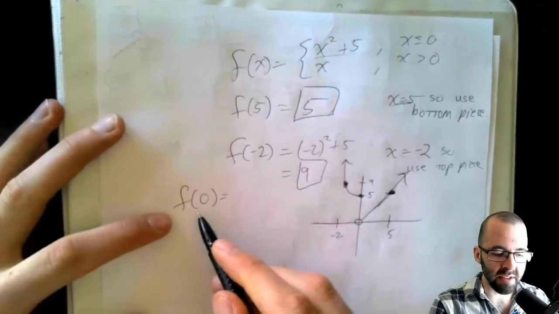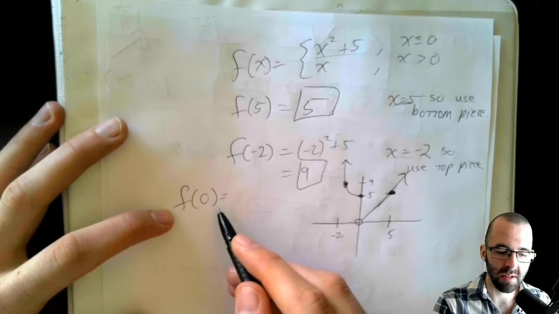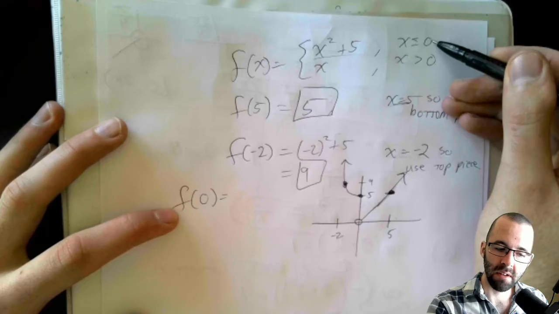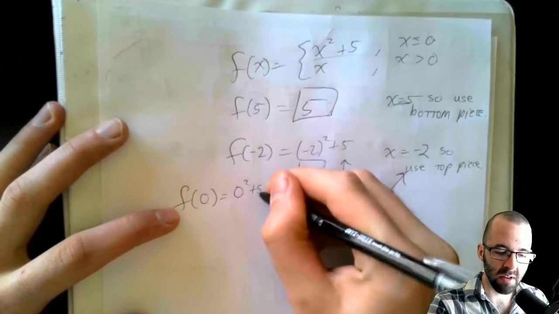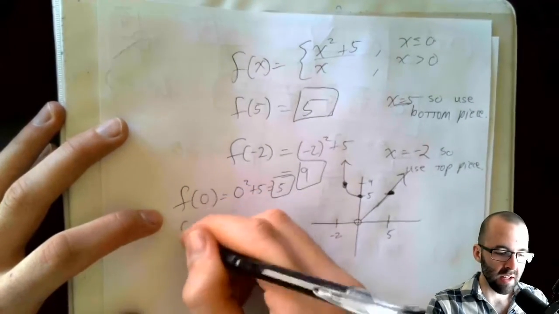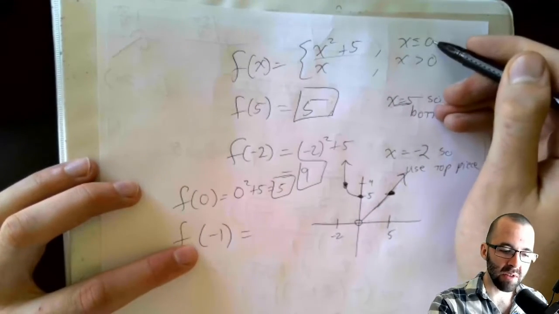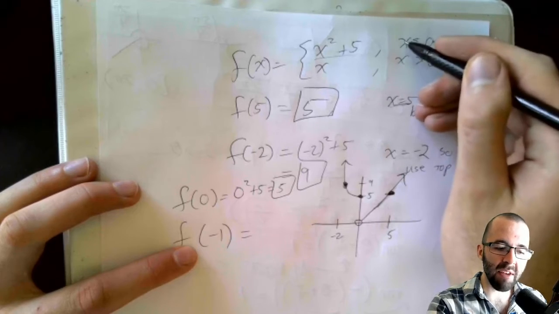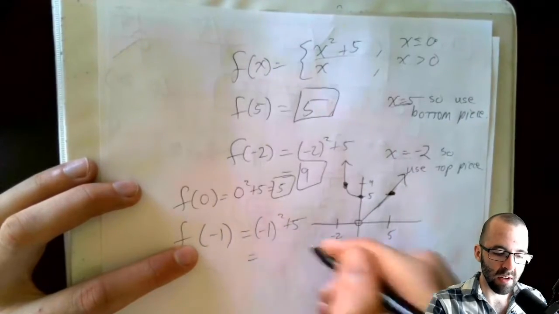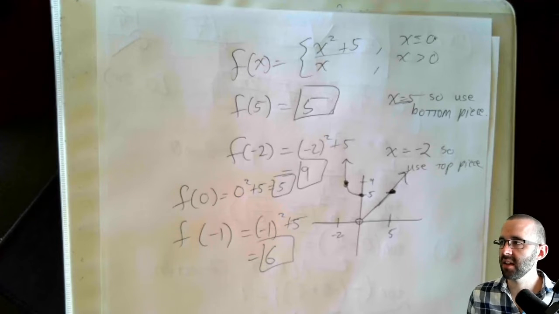So again, we could do some more of these. When x is 0, which piece do we use? The top piece. So it's going to be 0 squared plus 5, which is just 5. That's the only answer. F of 0 is only 5. Again, when x is, I don't know, negative 1, we use this top piece, because we use the top piece for everything that's less than or equal to 0. So we're going to have negative 1 squared plus 5. All right. Any other questions about piecewise functions before we actually get into the material for today?